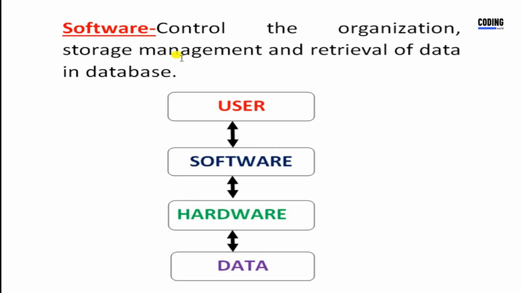Now coming to the second component, that is software. Software is used to control the organization, the storage management and the retrieval of data in the database. So software is basically used to control the whole storage management of the organization, and if we want to retrieve the data in the database, then software is used to retrieve it. So this is the second component.